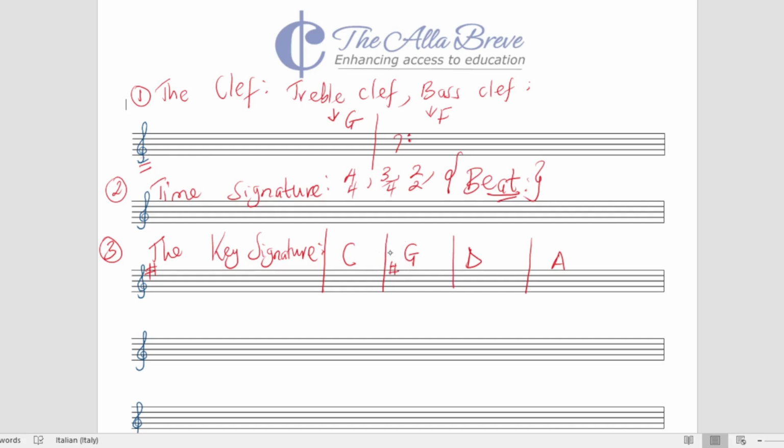If the melody is in the key of D, then you're going to have two sharps, the F sharp and the C sharp. F sharp is on a line, C sharp is on a space, to be precise, on the third space of the treble clef.